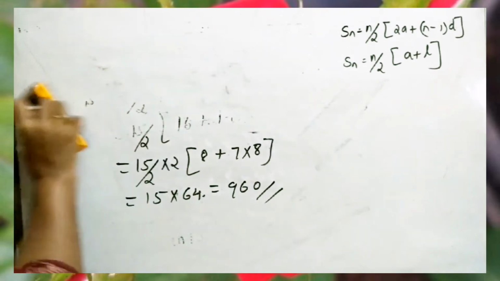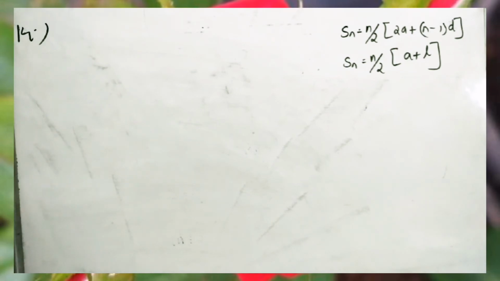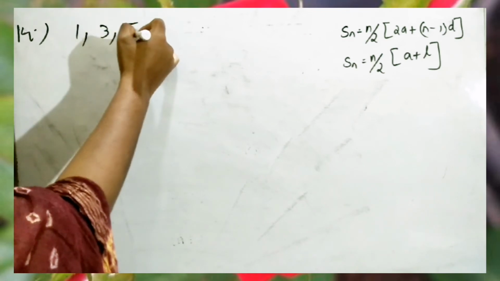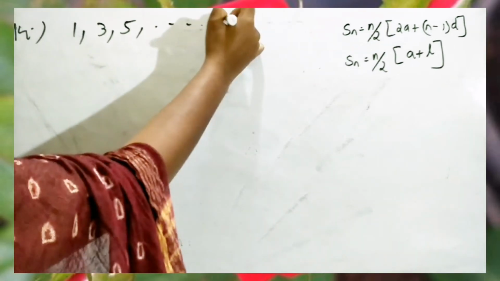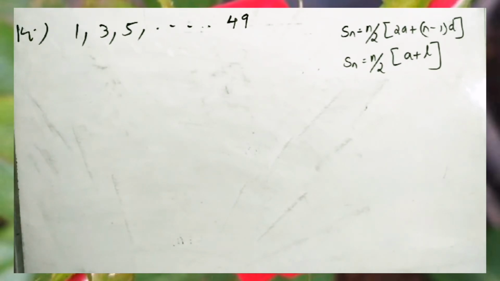14th question. Find the sum of the odd numbers between 0 and 50. What is the first odd number between 0 and 50? 1. The second odd number 3. Third odd number 5. And the last odd number, that is 49. We need to find the sum of odd numbers between 0 and 50.